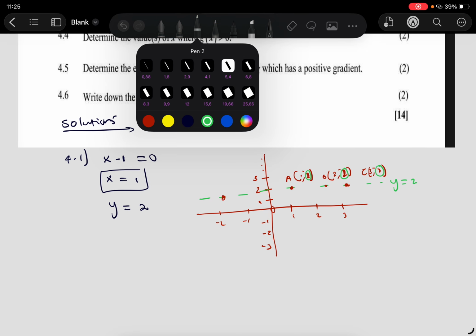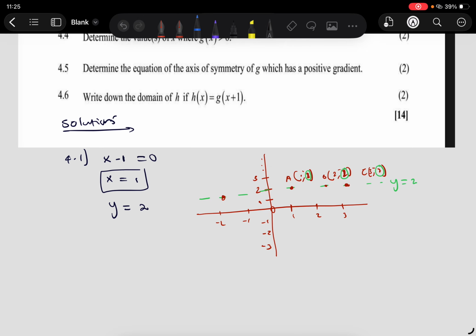Okay, now for a vertical asymptote, let me use a different color. And let's say we have a vertical line at 1 there. So we apply the similar technique. If we have a point here, let's call that point D. D will be (1, -2). If we have a point here, let's call it E. E will be (1, -3), right?